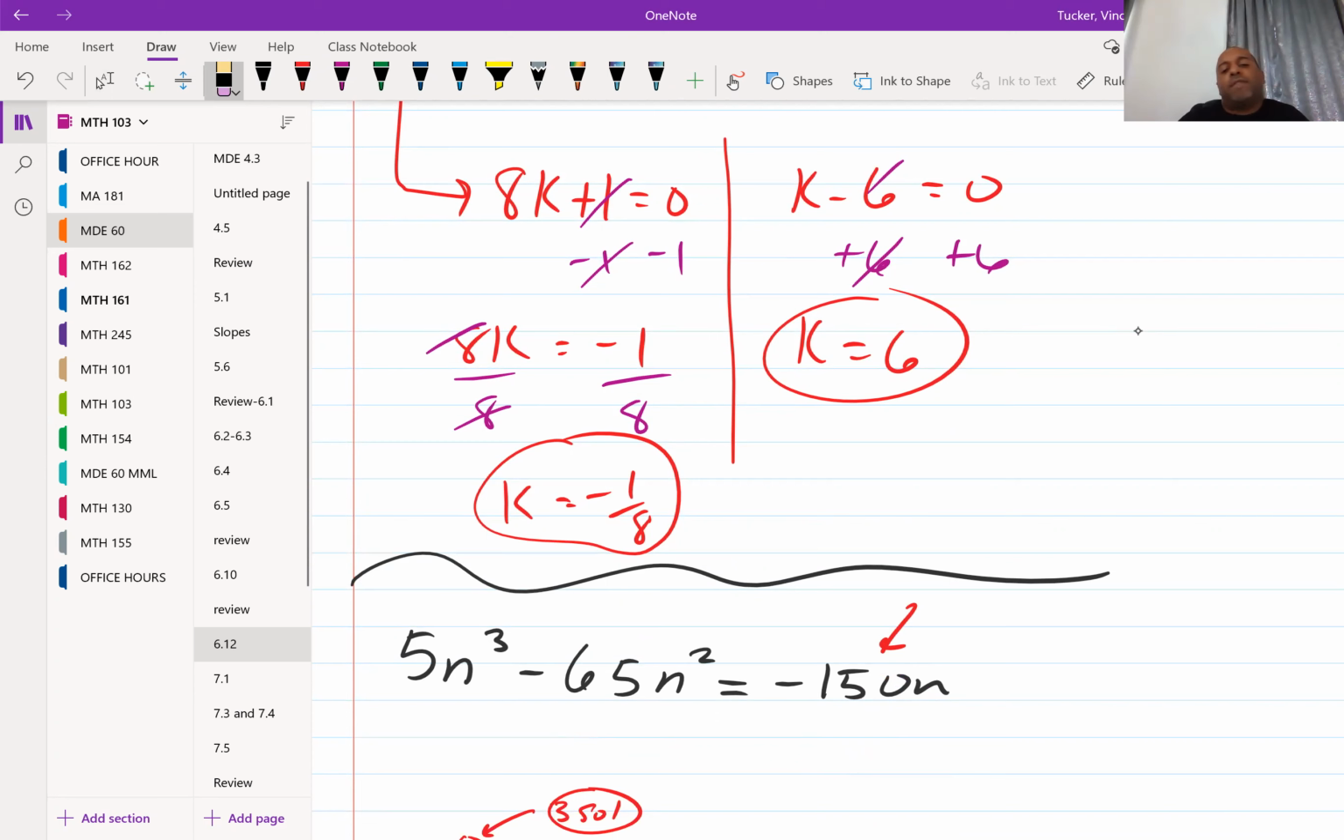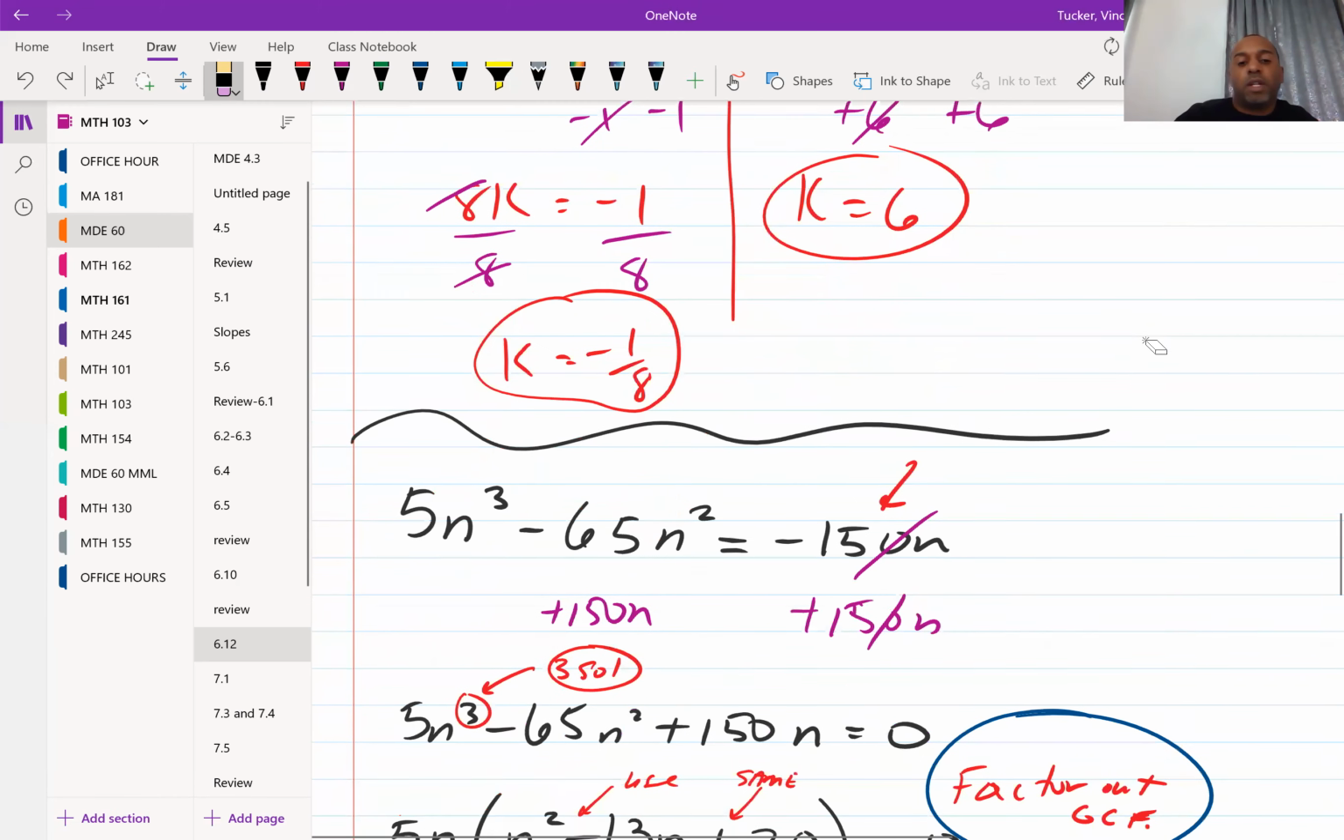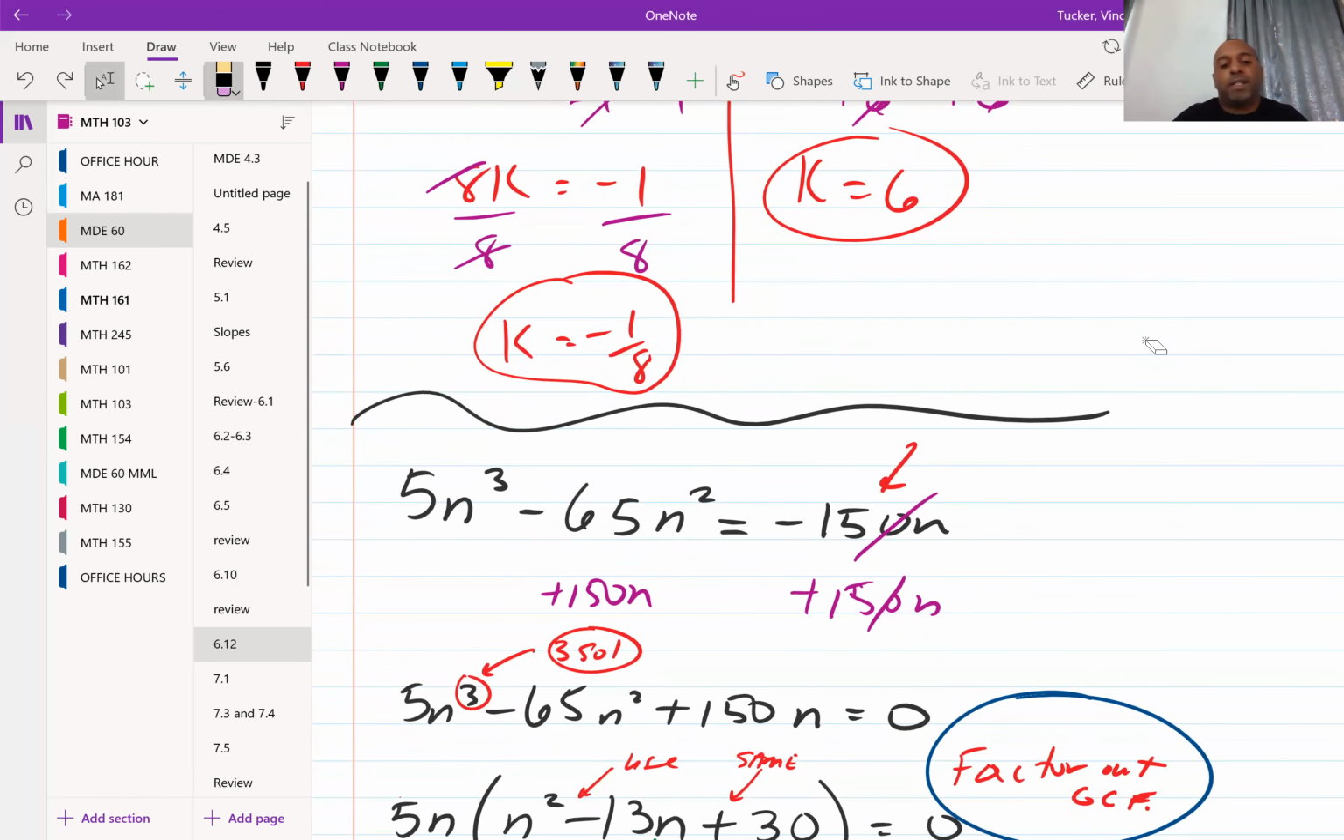All right, here we have 5n cubed minus 65n squared minus 150n. Once again, we have a number on the right side of our equal sign. It's not necessarily about being on the right side or left side of the equal sign. It's the fact that we don't have 0 on either side of our equal sign. So we need to get 0 on one side of our equation. We're going to add 150n to both sides. That'll give us 5n cubed minus 65n squared plus 150n equal to 0.